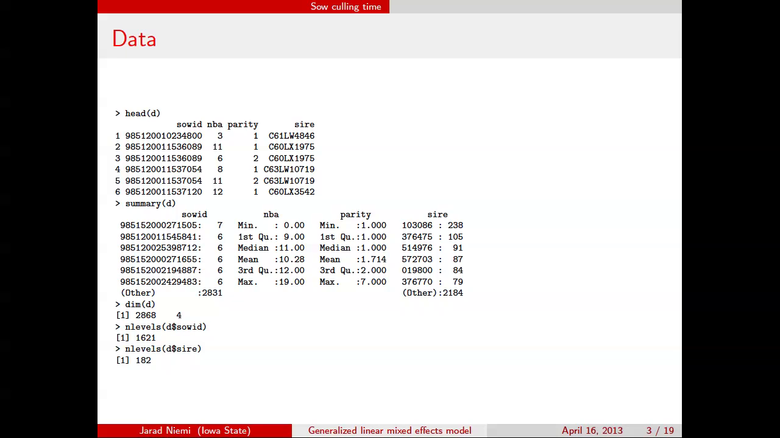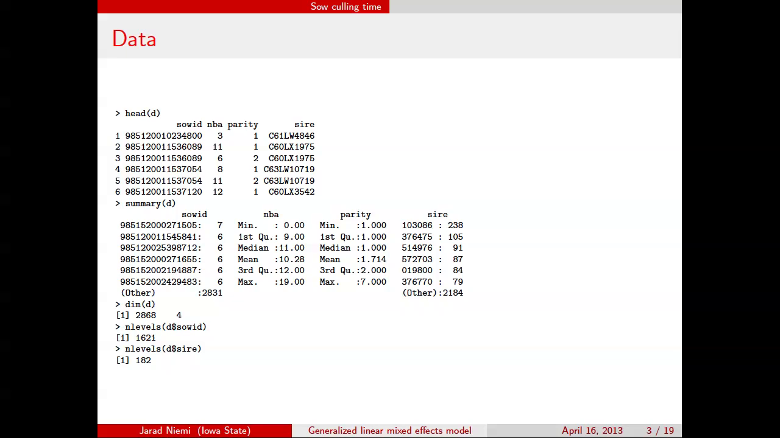You can see that a little bit in terms of the fact that the median here is 1. It's the most representative parity in the whole thing: the first litter. The number born alive here ranges from 0 to 19. We see that there's only 1 sow here that was actually present for all 7 litters. There's a few of them present for 6, and so forth.